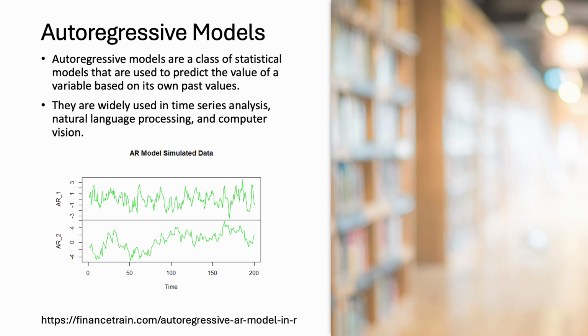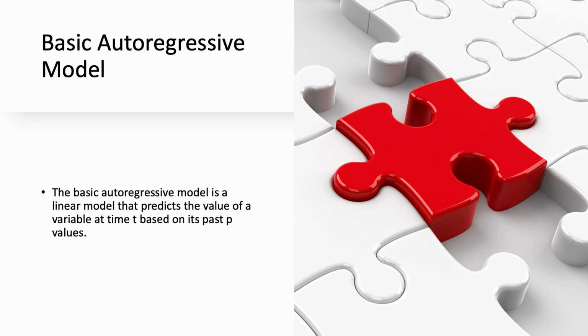The popularity of the autoregressive models is due to the ability to capture the complex dynamics of time series data and their simplicity in terms of specification and estimation. Hopefully this has been helpful. So the basic autoregressive model is a linear model that predicts the value of a variable at time t based on the past p values.